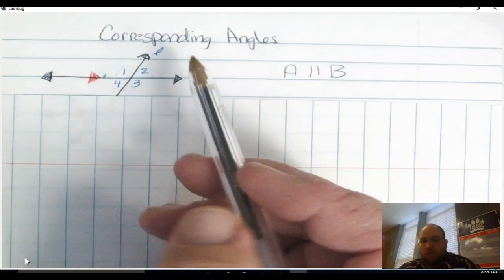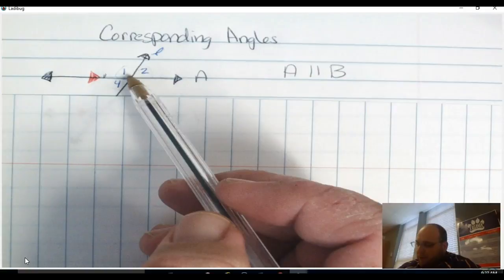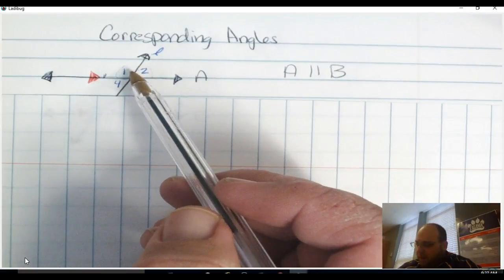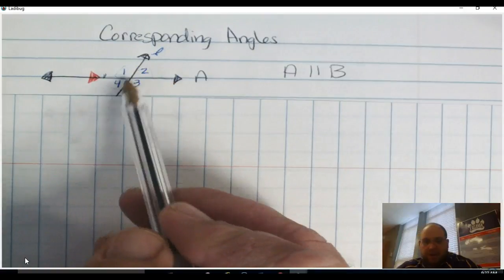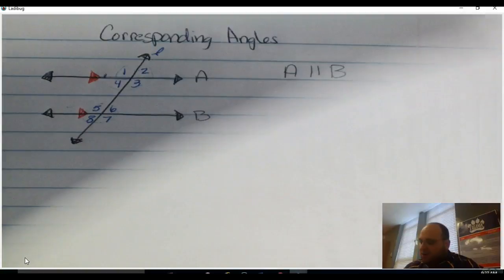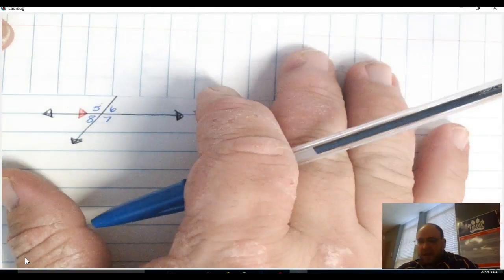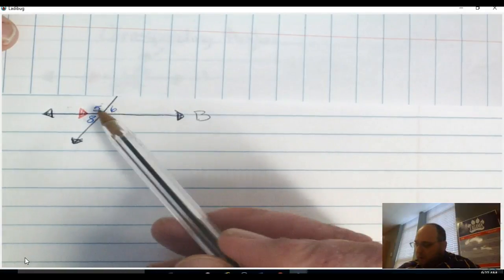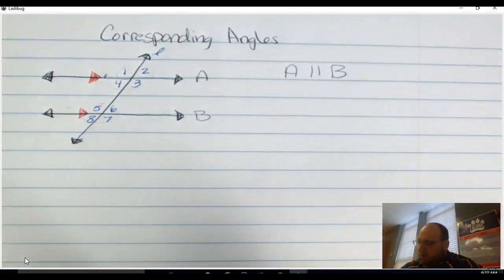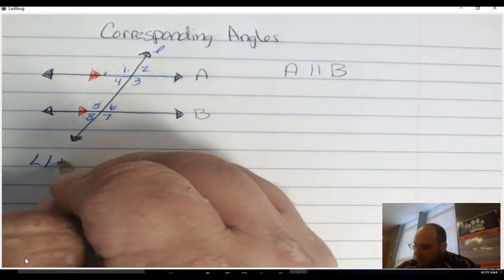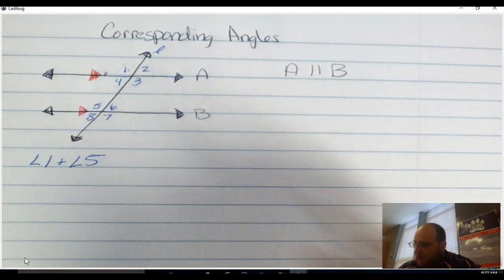So angle 1 is the one I'm going to choose from. When I find a corresponding angle, I'm going to find an angle in the same location as 1 on the other parallel line. So here's my parallel line, here's my transversal line. 1 is in the top left. So I need to look at the other parallel line that's cut by the transversal line and find the angle that is in the top left-hand corner. In that case, it's 5. So I would say angle 1 and angle 5 are corresponding angles.